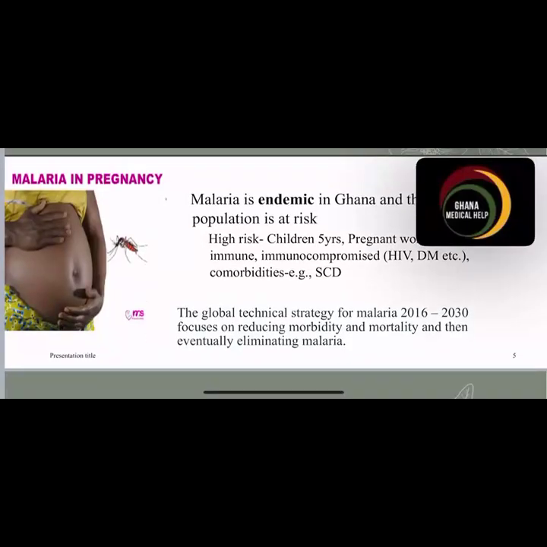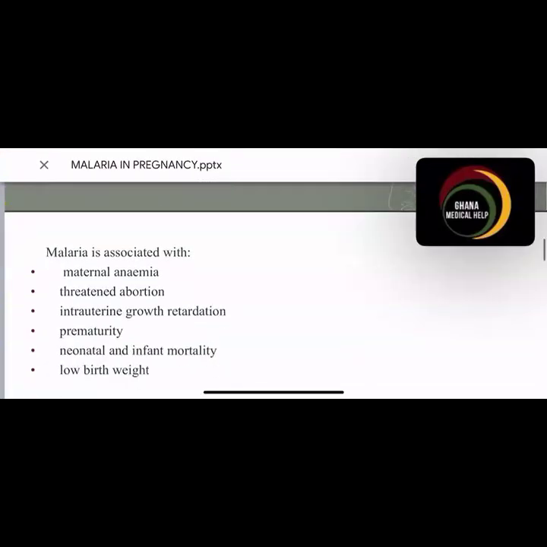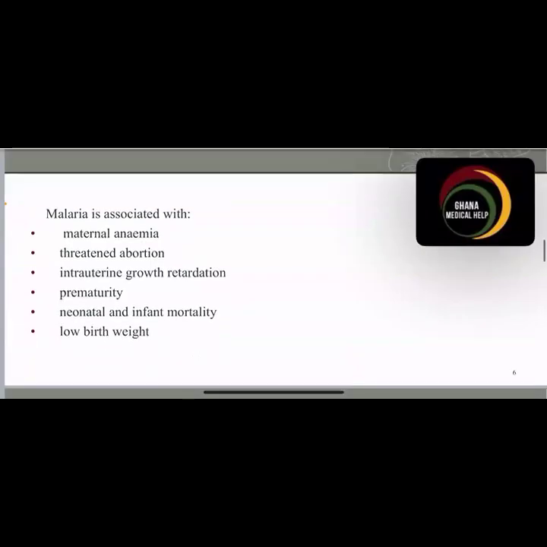There is a global technical strategy for malaria. It was made in 2015 but adopted in 2016, and the target is to get all the achievements done by 2030. It focuses on morbidity and mortality, and then eventually eliminating malaria. That's a very good target they have. They want to eliminate malaria in Africa, especially in Ghana.